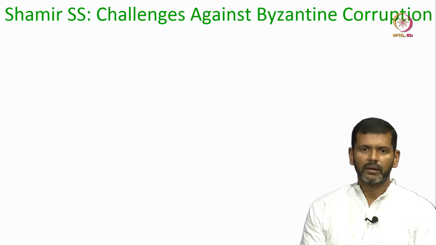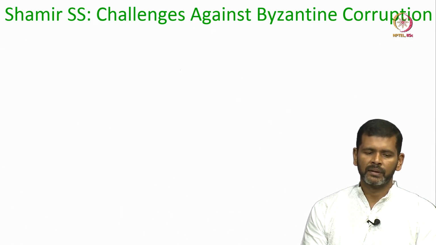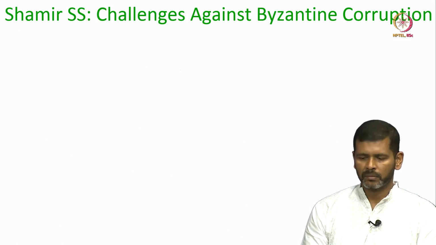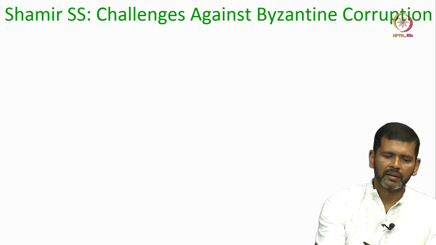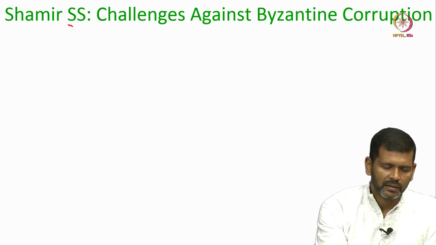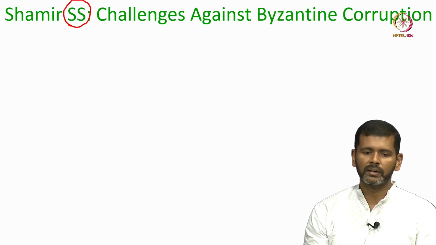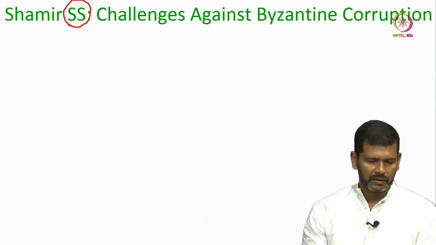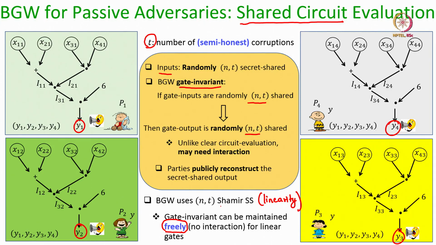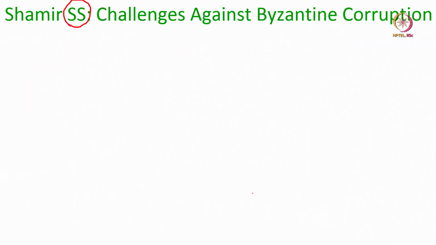Now, let us see what are the challenges we face when we run the BGW protocol against Byzantine corruptions, namely where the adversary or the T corrupt parties may not follow the protocol instructions. The main challenge is basically to ensure that the properties of Shamir secret sharing are maintained. That is one of the major challenges. Of course, some other challenges are also there, which we will discuss later on, but recall that the BGW protocol uses T out of n Shamir secret sharing, but the T out of n Shamir secret sharing scheme will work only in the passive or the semi-honest corruption model.